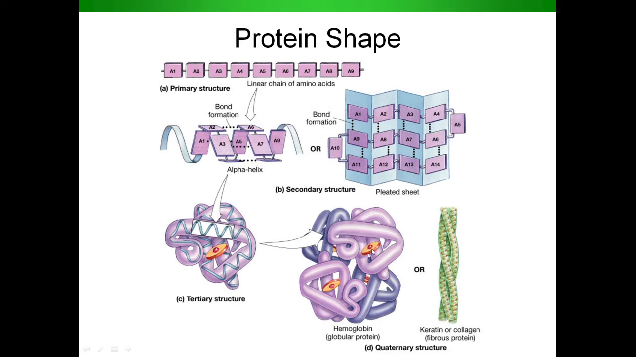Now this hemoglobin molecule is a quaternary structure, because what's going to happen here is we're going to take multiple tertiary structures and hook them together to make an even more complex protein. Okay, this is an example of hemoglobin right here. This is a globular protein. We can also have fibrous proteins here, like this collagen, or it could even be keratin. The two look very similar to one another. So this is a fibrous protein, and again, it's made of multiple tertiary structures stuck together.